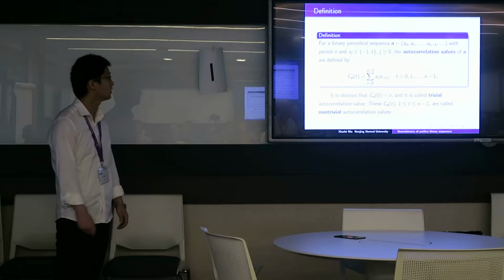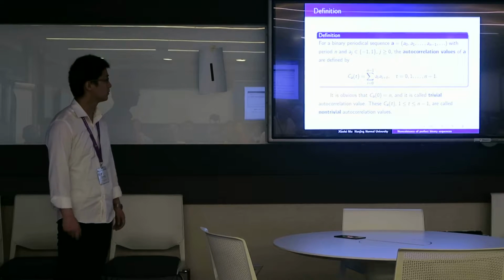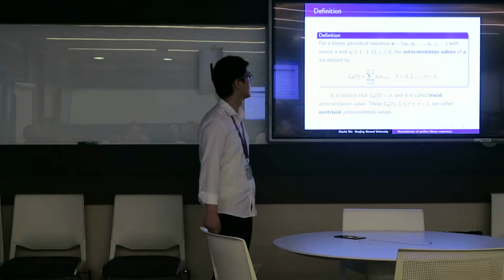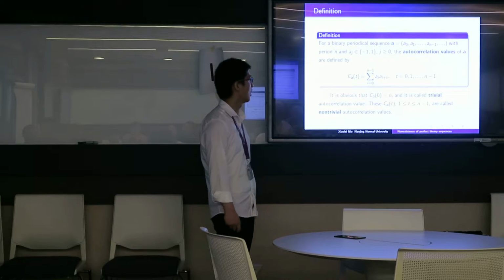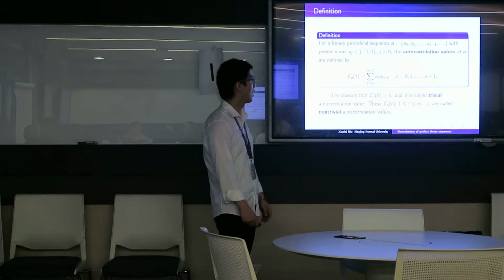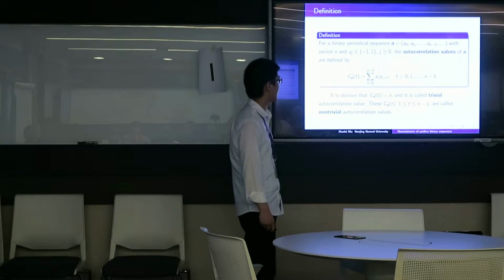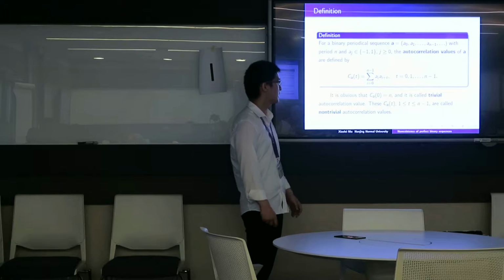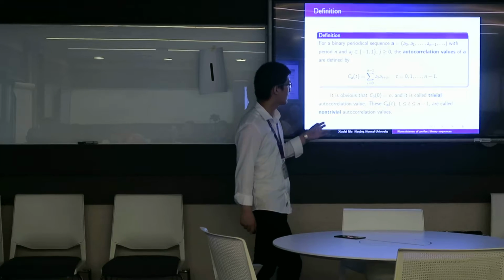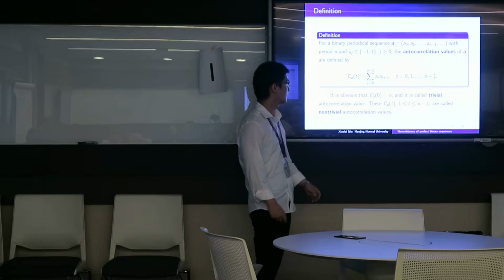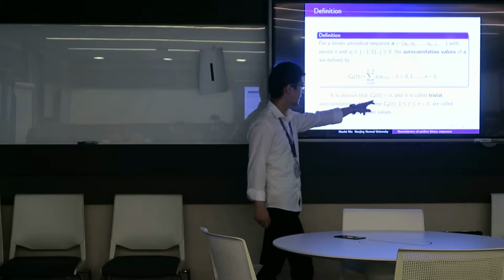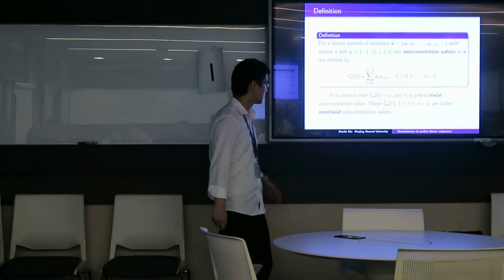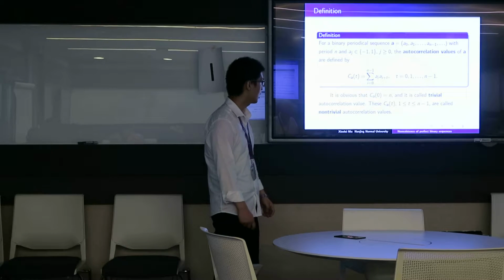First of all, we will introduce some definitions. For a binary sequence A0, A1 to A_{n-1} with length n, and for j greater than or equal to 0, aj is -1 or 1. The autocorrelation values of A are defined by C_A(t), t is 0, 1, up to n-1. For t is 0, the sum of a_j times a_{j+t} is 1, so C_A(0) is 1, and it is called the trivial autocorrelation value, and the others are called non-trivial.